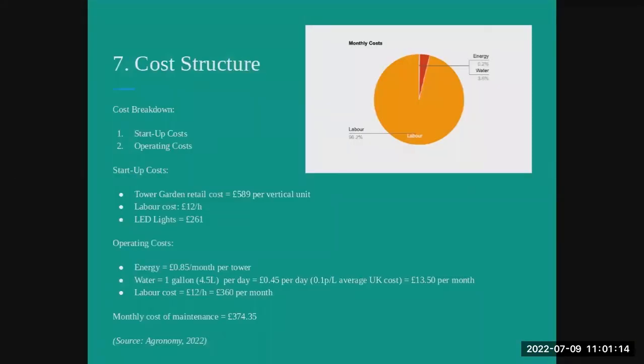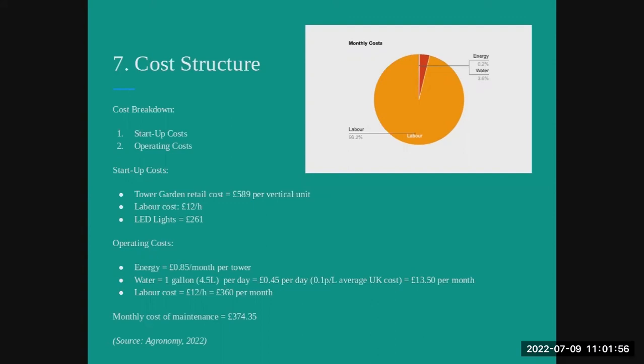So when looking at the cost structure for the Tower Garden, this can be broken down into two groups. Firstly, we have startup costs, and then we have operating costs. Startup costs are the initial costs for the actual Tower Garden itself and everything it needs. Looking at the Tower Garden itself, each unit retails for £589. With that, it relies heavily on LED lights, each unit of which costs £261. And then we have the labor that comes with setting it up. The average blue collar labor cost in the UK currently is £12 per hour.